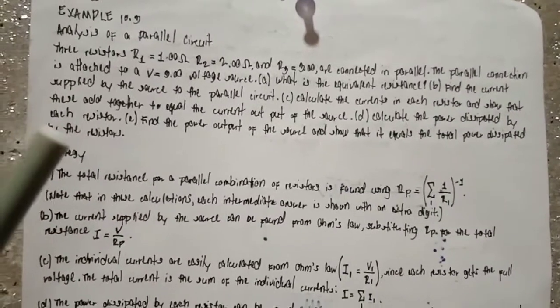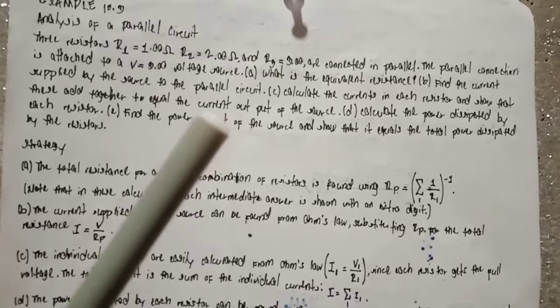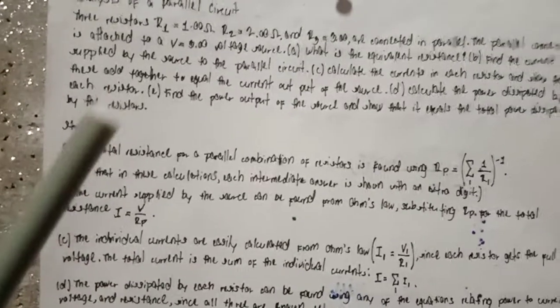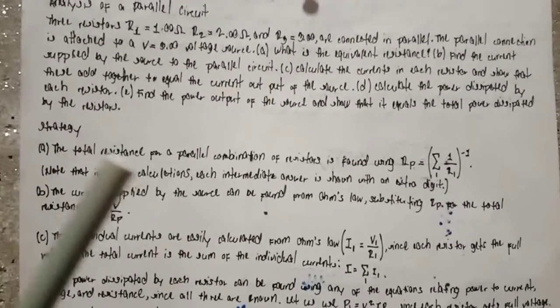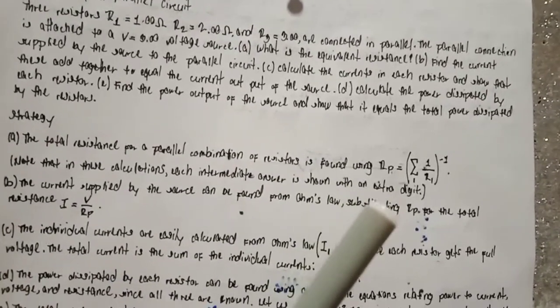D. Calculate the power dissipated by each resistor. And lastly, find the power output of the source and show that it equals the total power dissipated by the resistors. Strategy. A. The total resistance for a parallel combination of resistors is found using this formula.